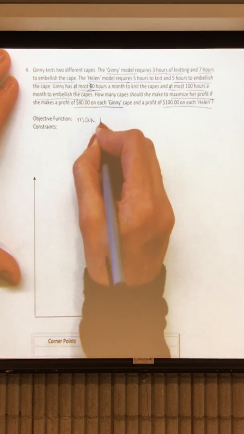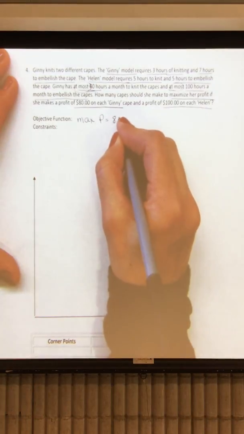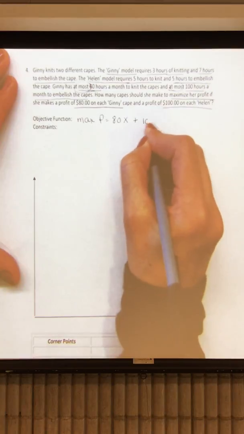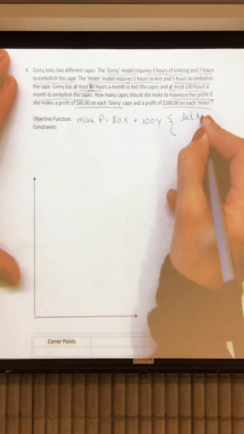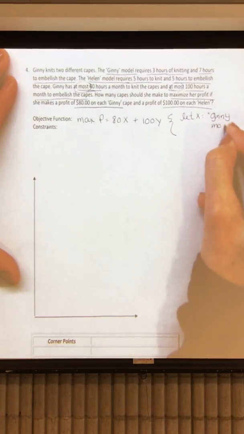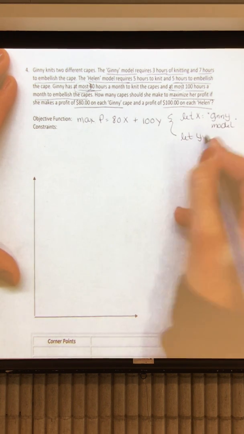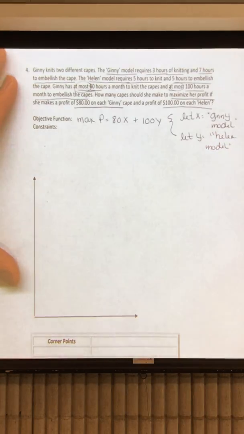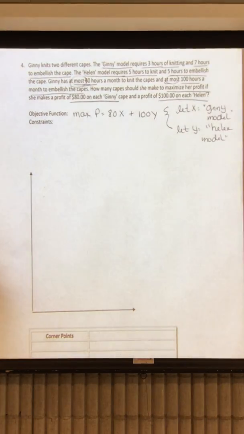So here you want to maximize your profit, and your profit is $80 for the Jenny cape and $100 for the Helen cape. And again, we let x equal the Jenny model of the cape, and we let y equal the Helen model. Knowing our objective function, let us continue with writing our constraints.